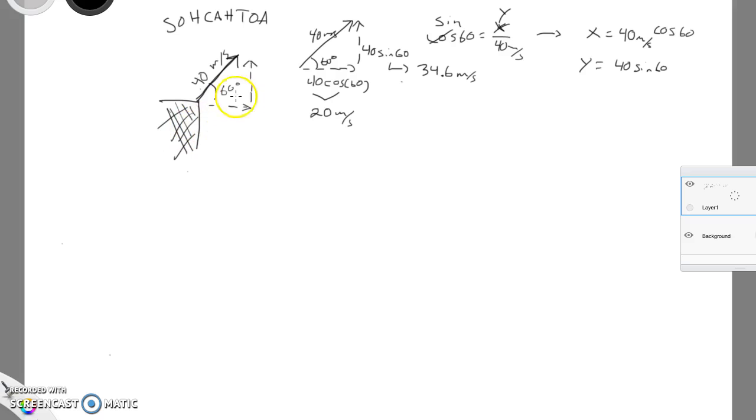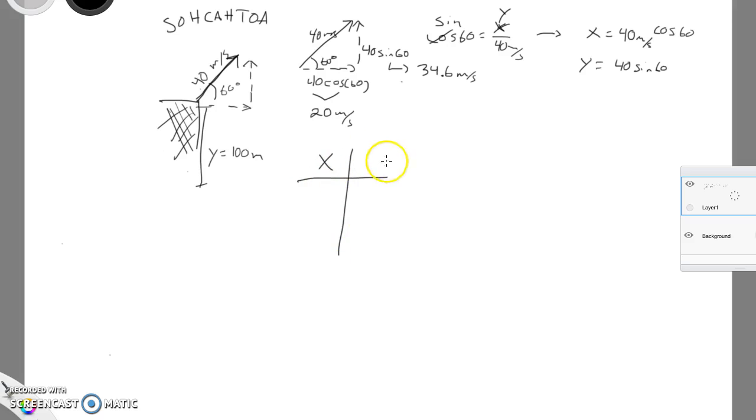So let's go back to this scenario. Let's say that we're at the top of a mountain or a cliff. Let's say it's 100 meters tall. I launch this projectile and I want to know how far away from the base of the cliff it lands. So we can set up our table.